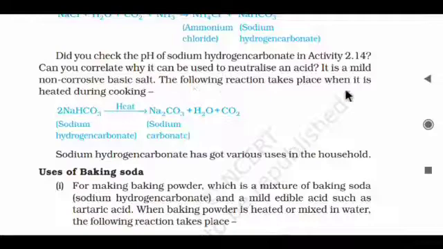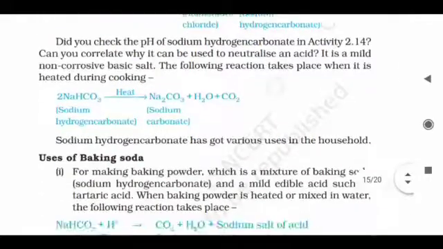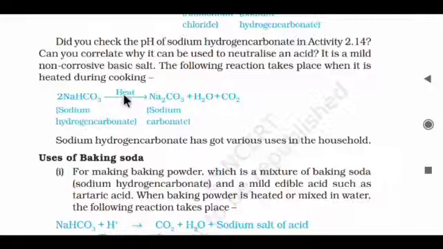The following reaction takes place when it's heated during cooking. Here you see that baking soda is used for faster cooking. Now what actually happens when you use baking soda for cooking? Here NaHCO3 is present inside your food when you add it during cooking, and then after you supply heat, sodium carbonate will form and H2O and CO2 will be released. You may have seen that when you use baking soda in your food, many pores form. Why? Just because of the release of CO2, as baking soda is used as an ingredient in the formation.